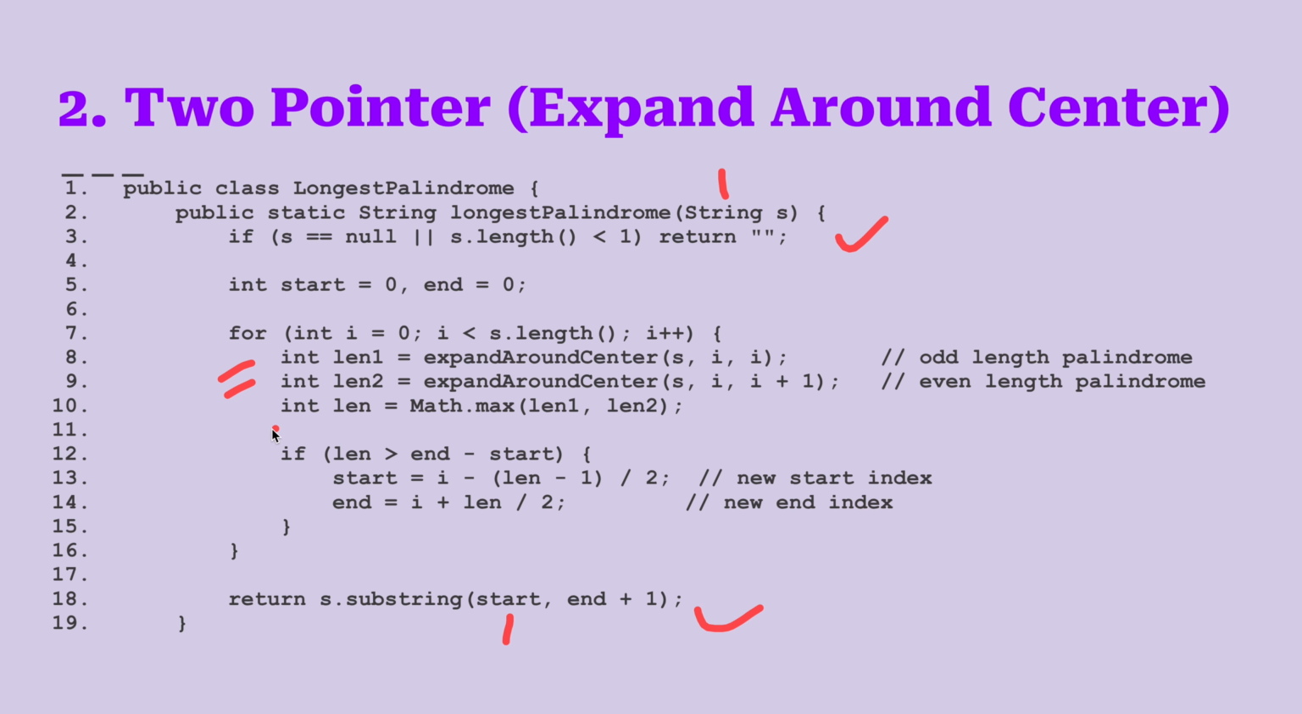And then we'll find the max length. Then you will check if the length is greater than end minus start, right? Why are we taking end minus start? You know that end will be on the right side, and start will be the starting point of the palindrome. So this will be a max value, right? So end minus start we will do, and we'll check the length. If the length is greater, we have to find the start and end, like we have seen previously. And once you have the start and end, you just need to take a substring.